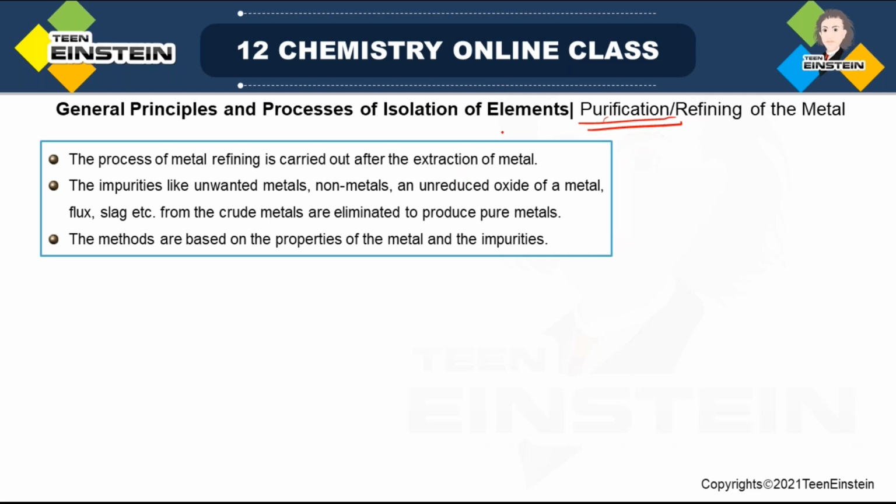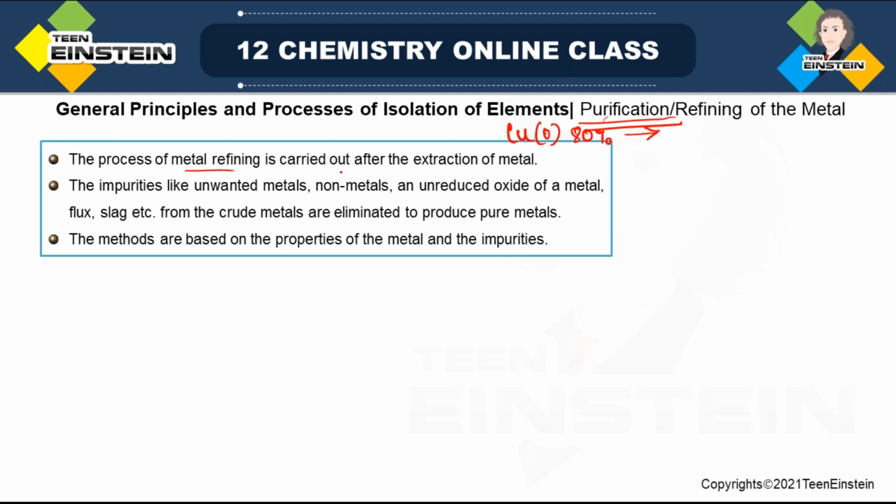Suppose you are doing extraction of copper and you have already obtained copper in zero state, but it is 80% pure. Our aim is to make it 99.9% pure, and that is possible if we do this purification step. But don't think that this is a single step. There are several methods for purification, and depending on the nature of the metal, we will use different methods. One method is not applicable for all metals. Some methods are specific for some specific metals.